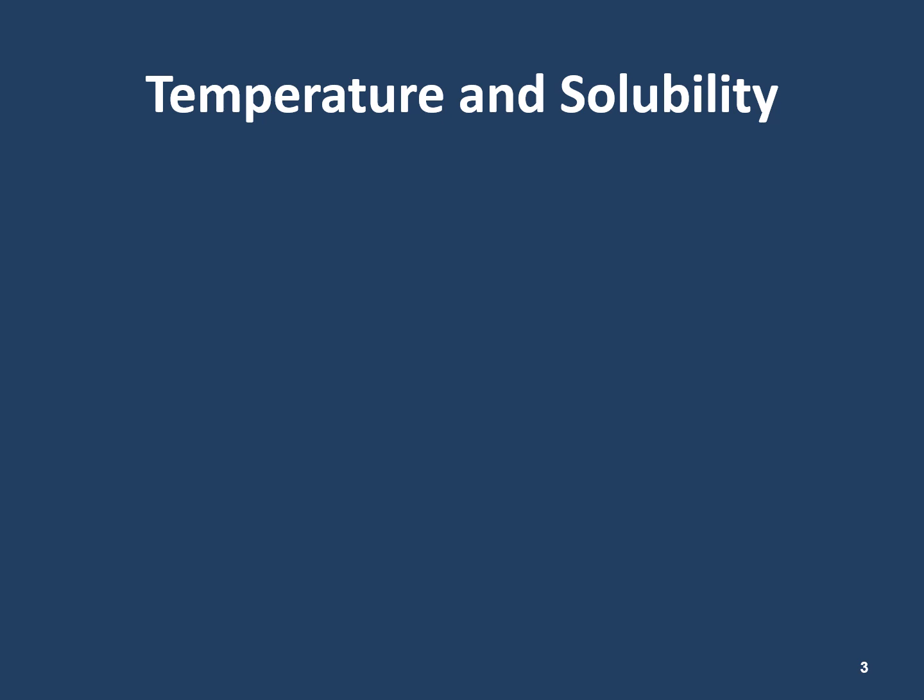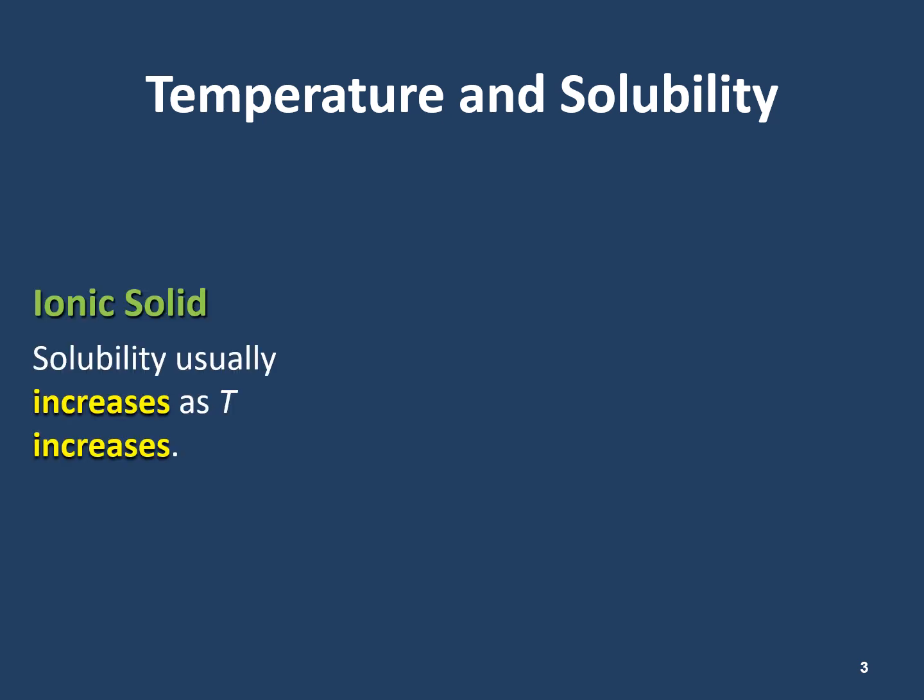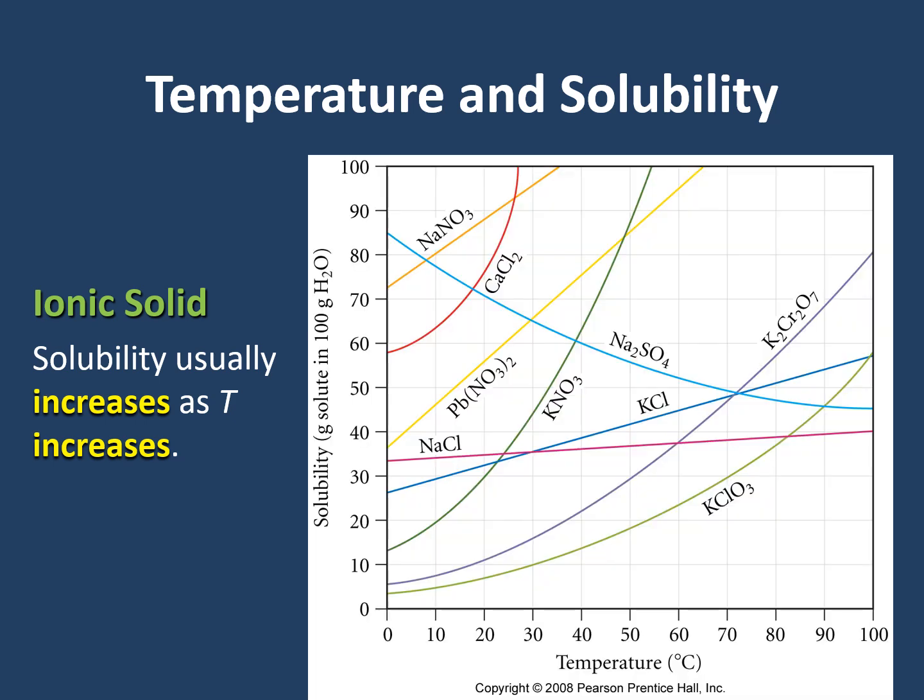You should know how temperature affects solubility. For ionic compounds, as a general statement, as temperature increases, so does solubility. There are a few exceptions out there. For instance, sodium sulfate, you can see its line is decreasing as temperature increases. So the solubility of sodium sulfate actually does decrease with increasing temperature. But that is a very rare situation. Almost all ionic compounds increase in solubility, in water at least, when temperature increases. And you should know that.